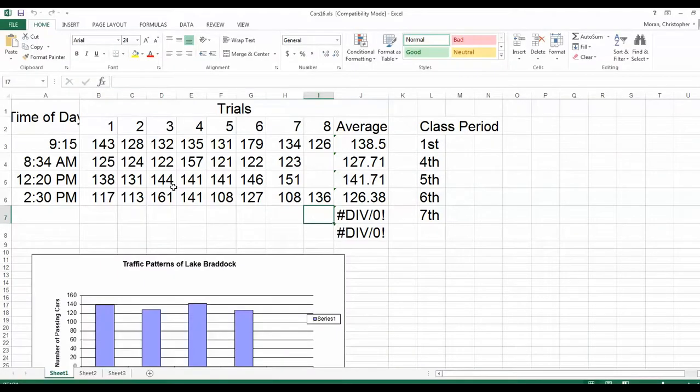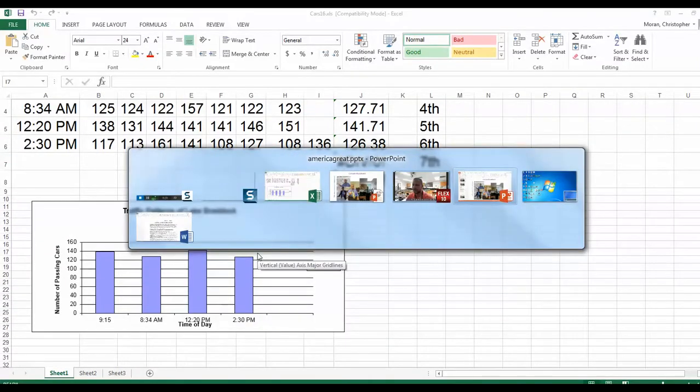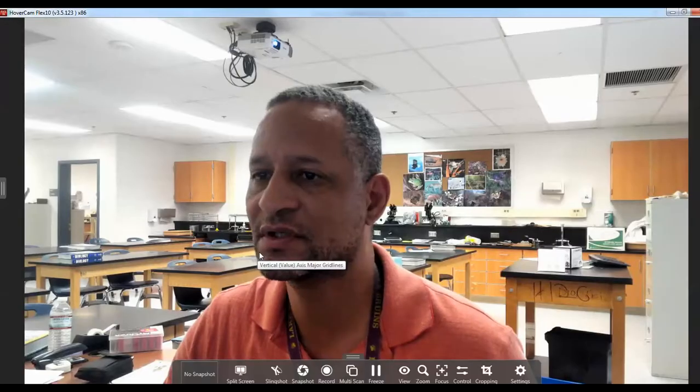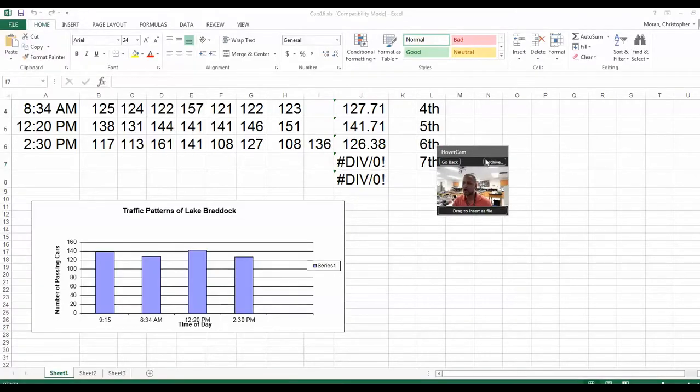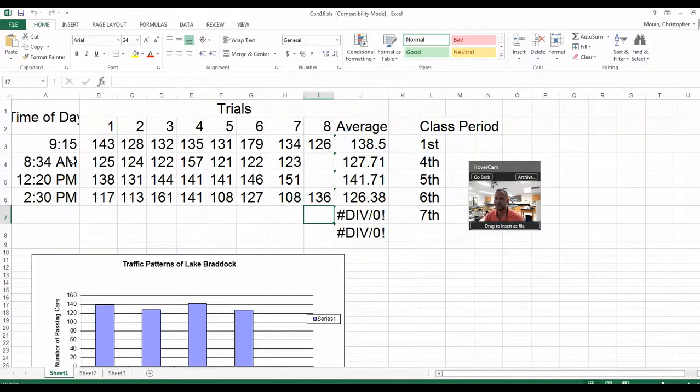So first we got some data right here, and this was an exercise we did in class. And this is a bar graph. We went out and counted cars, and we were in different groups. Each group represented a trial, and the different time of day was our independent variable. Our dependent variable was the number of cars, and we did it for 5 minutes. That was our constant.